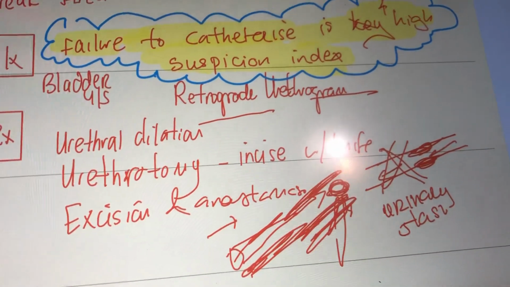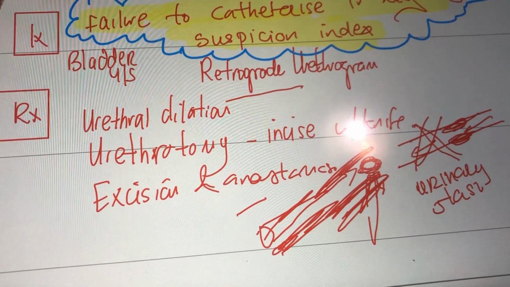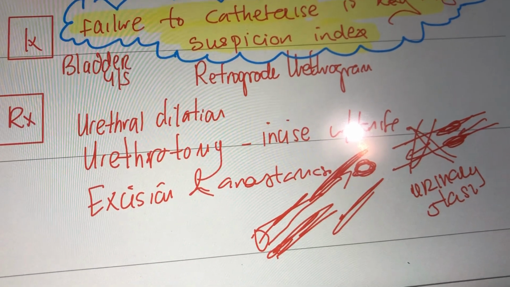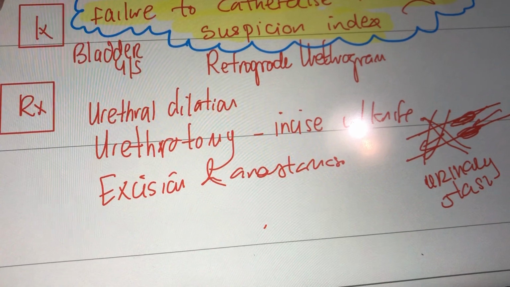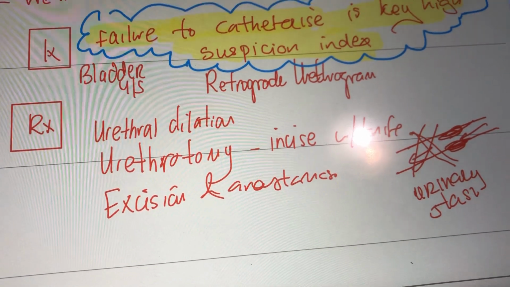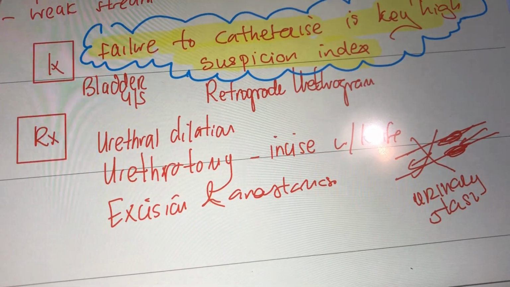Now treatment would be with dilation. So treatment would be surgical, and because it's a narrowing, you can dilate it surgically, which is known as a urethral dilatation.